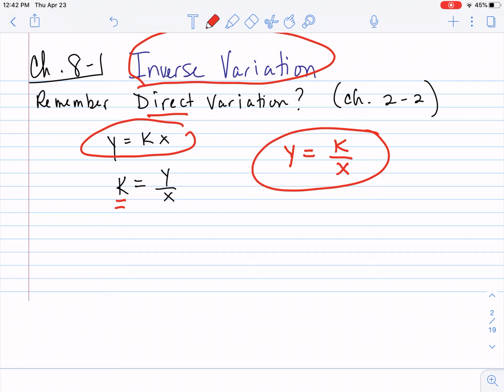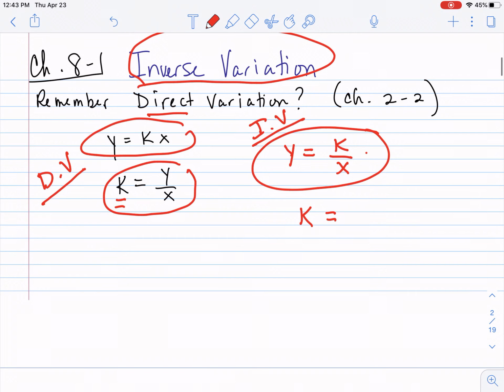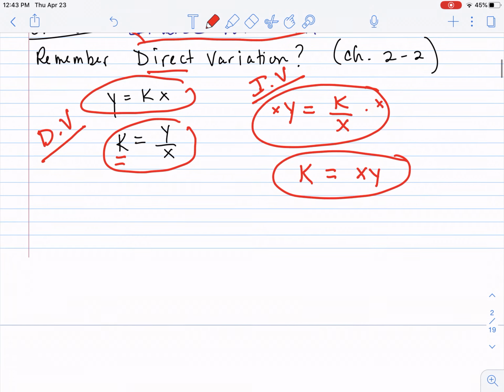If I was going to figure out what k was in a direct variation, it's y divided by x. If I wanted to figure out what k was in an inverse variation, so wait, hold on, I should write this. This is a direct variation. This over here is an inverse variation. So k in this case, if I multiply both sides by x to get k by itself, would be k is equal to x times y. So just try to distinguish the two.